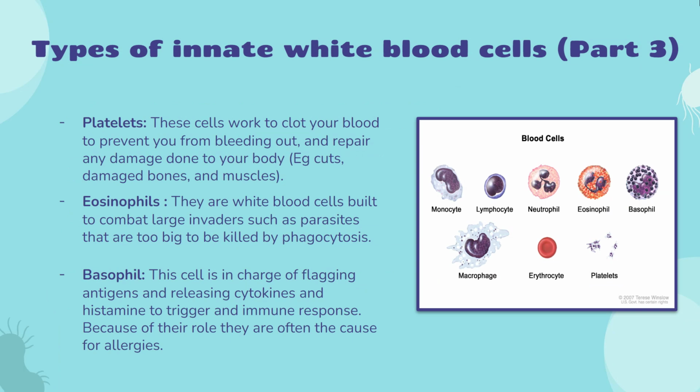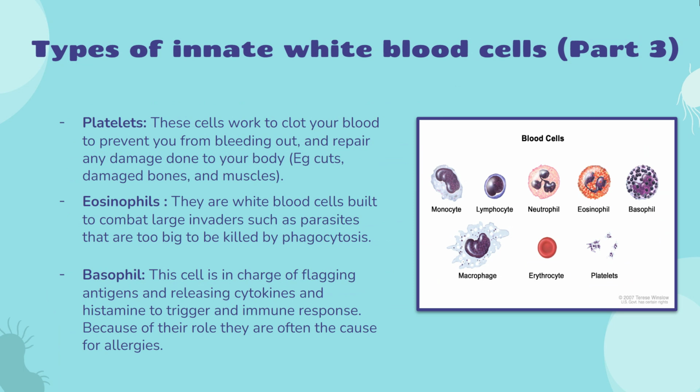Moving on, these are part of the innate immune system, but they are not as, I don't want to say important, but less relevant to what we'll be talking about. They'll mostly be doing background processes, or they will be used to counter a specific scenario, such as platelets. These work to clot your blood to prevent you from bleeding out and will repair any damage done to your body, e.g. cuts to your skin, damaged bones, and damage to your muscles. These guys will just fix you up from whatever problems you have.